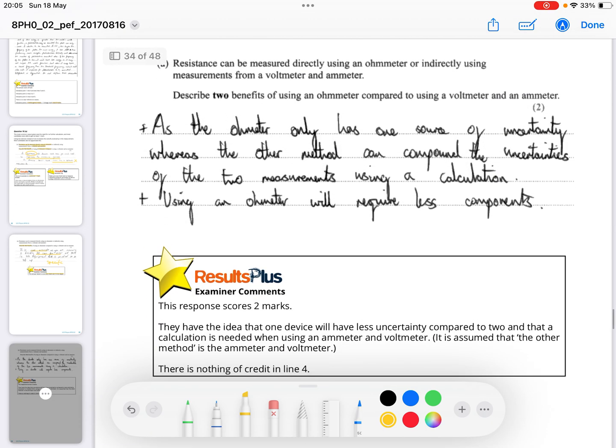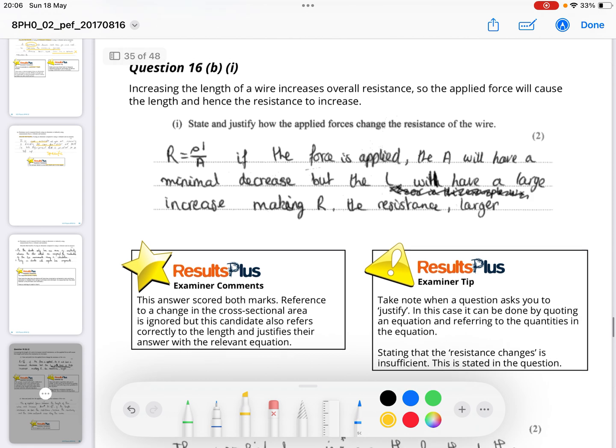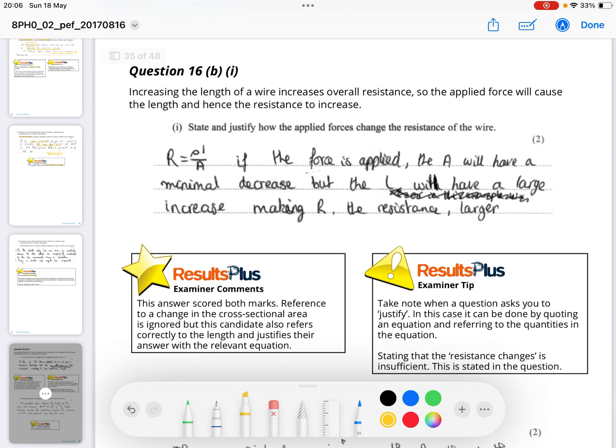Okay, this student gets both marks. So I'll let you read it and see what the examiner says. Okay. Question 16b, it then says, state and identify how the applied force changes the resistance of the wire. So this question is at the end because it links materials.